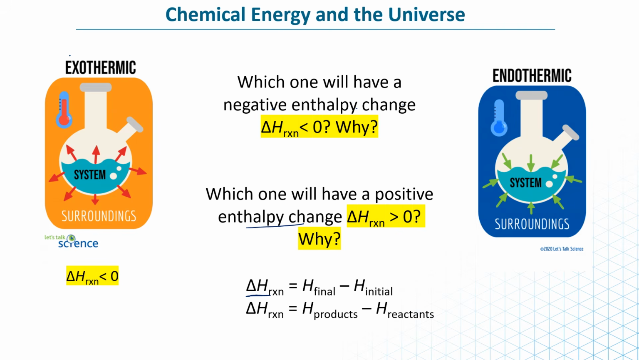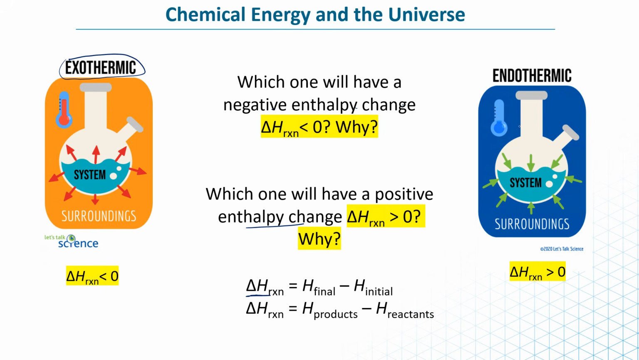So the exothermic is going to be negative. Why? Because the system loses energy, it loses heat. Before it loses heat, it has more energy. After it loses heat, it has less energy. So H final minus H initial is going to be negative.